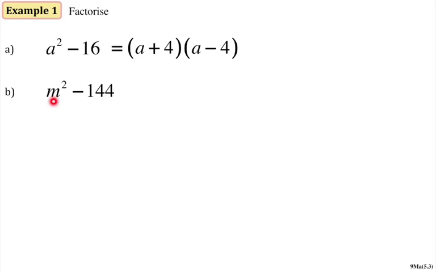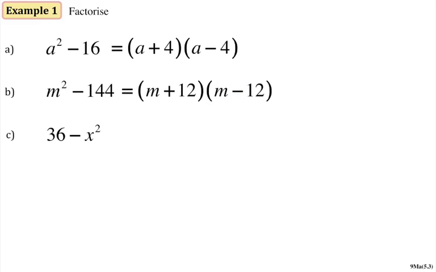Looking at the M times M gives M squared. So each bracket starts with M, finishes with 12. One bracket has a plus, one bracket has a minus. Again, it doesn't matter. I could have put the minus first and the plus second, it wouldn't matter, as long as one bracket has a plus and one bracket has a minus.